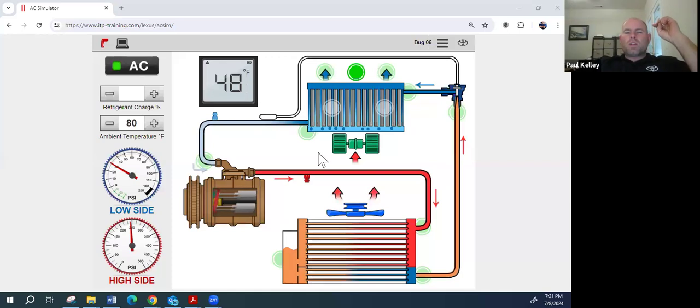Now, Brandon jumped the gun here. You're looking at this 250. 250 could be fine if it's 100 out.